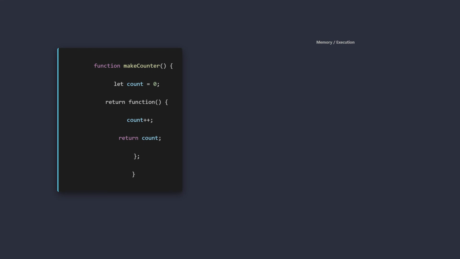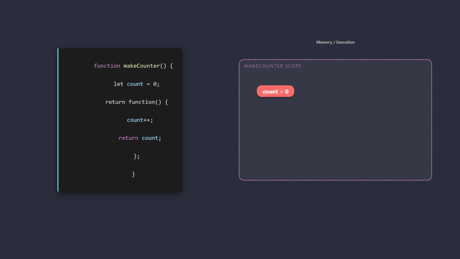Let us define a function factory named makeCounter. This outer function initializes a count variable to 0. It then returns an inner function. The inner function increments and returns the count. Crucially, the inner function retains access to count. This happens even after makeCounter finishes executing.